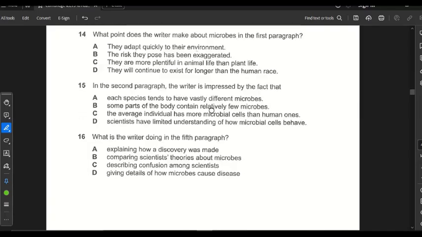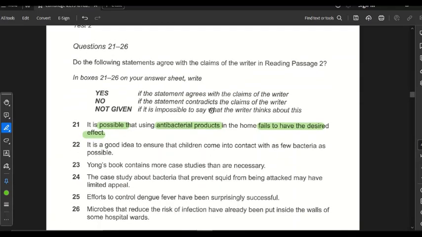Destructive. Let's come over here. We have read the sentence.